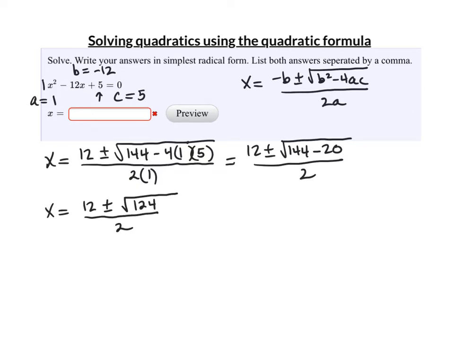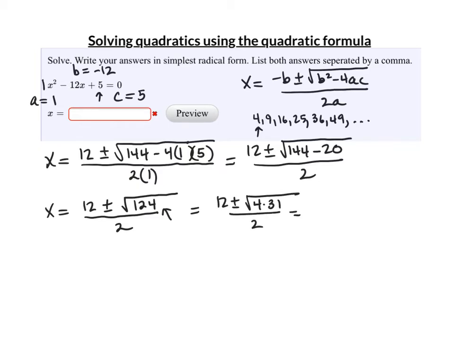Now, this is where we have to go back and remember that some square roots can be simplified. I believe there's a perfect square in 124. Perfect squares, remember, are 4, 9, 16, 25, 36, 49, and so on. I'm thinking that maybe 4 divides into it. So we'll take our calculator and divide it by 4. It's 4 times 31. So this is 12 plus or minus the square root of 4 times 31 over 2.